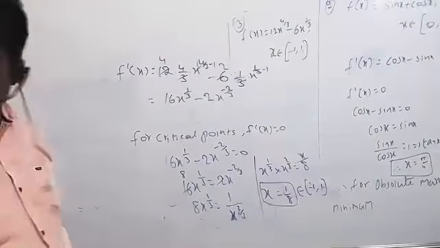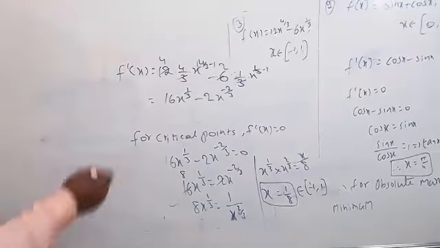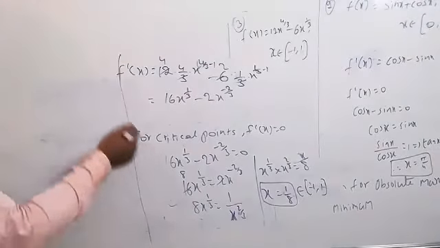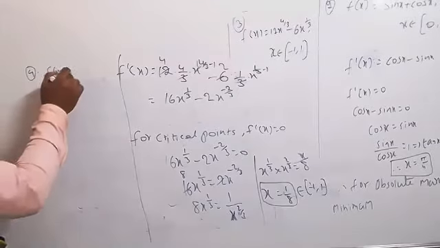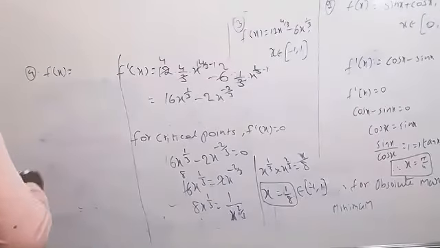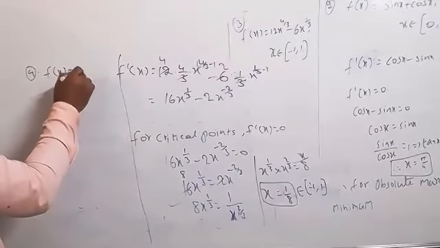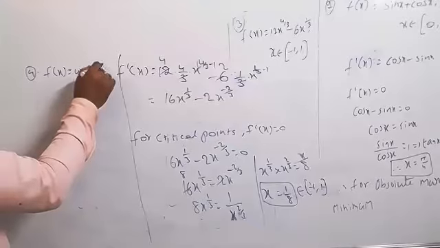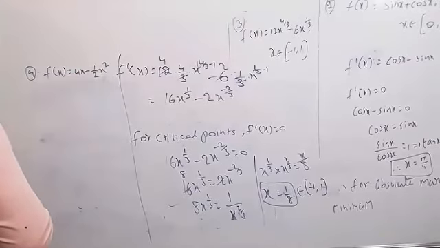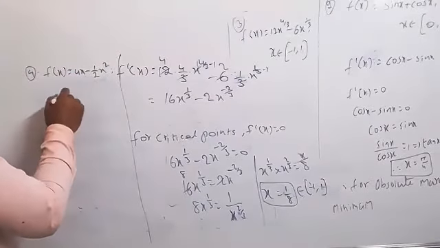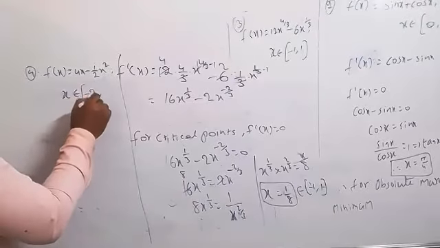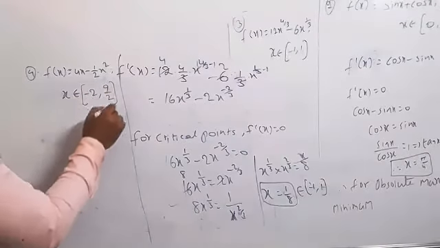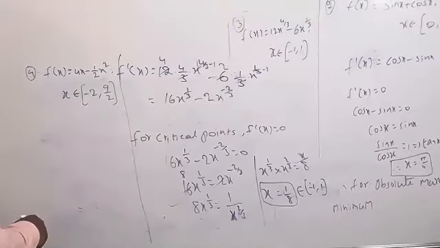Next one, I'll write here only. f of x equal to 4x minus 1 by 2 into x square, where x belongs to closed interval -2 comma 9 by 2.